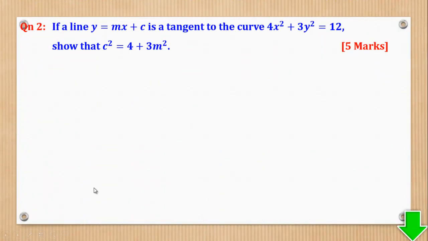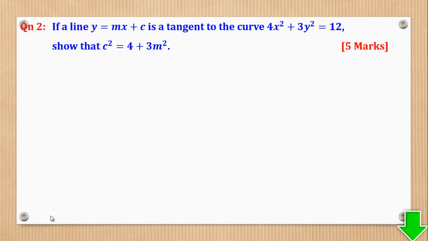So that was question 1. Now we shall go to question 2. Question 1 was from algebra. I think you know that a standard paper contains algebra, geometry, trigonometry, calculus, and vectors.